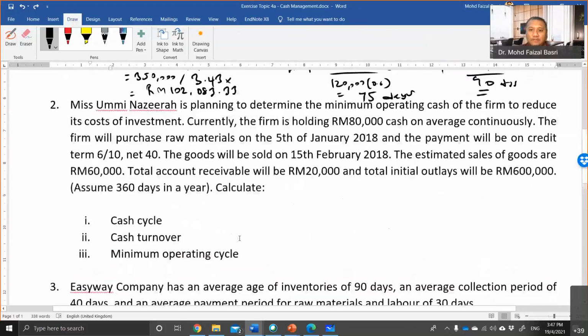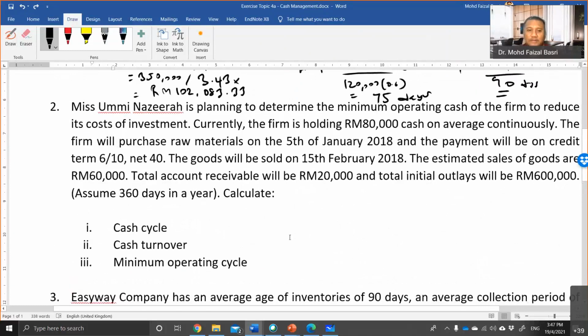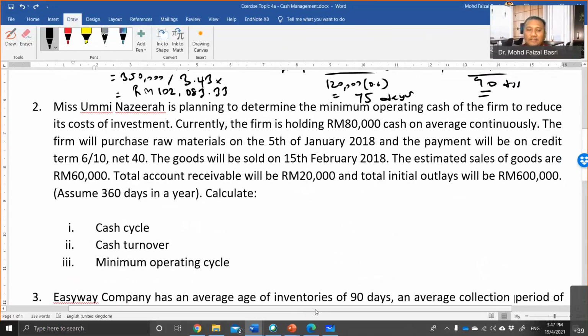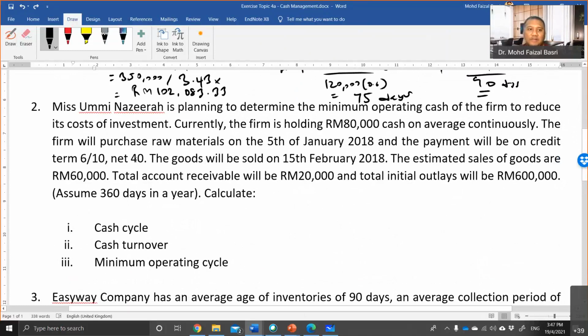Okay, let's try this one. Okay, I give you 5 minutes. Okay, can you try this? 5 minutes, 10 minutes. 10 minutes to answer question number 2.